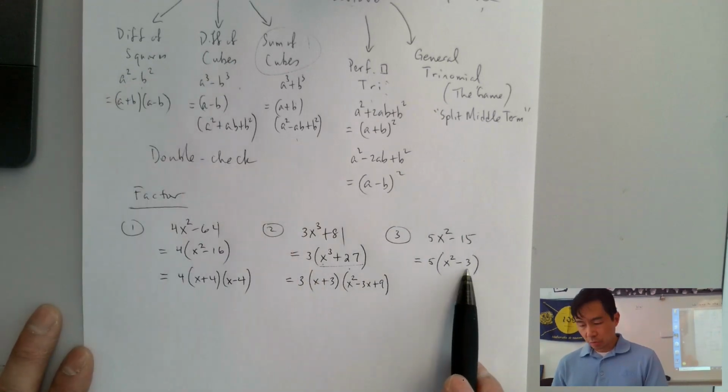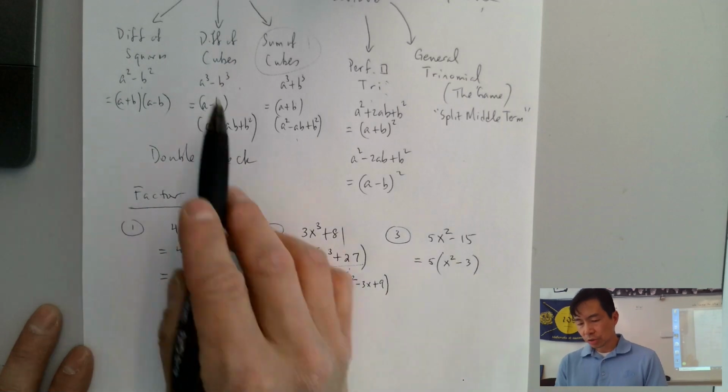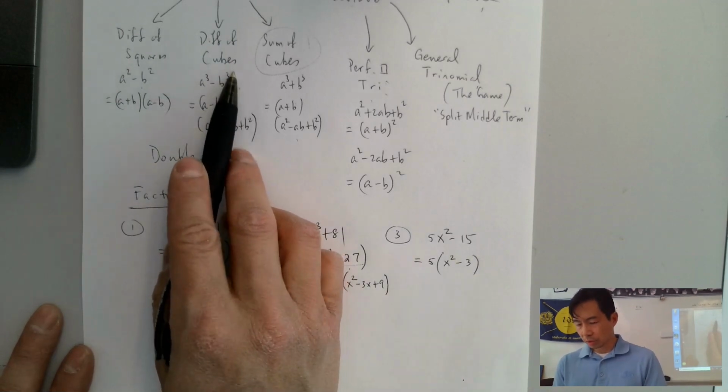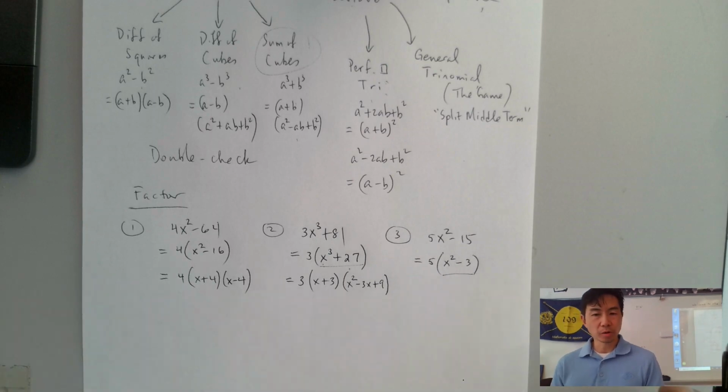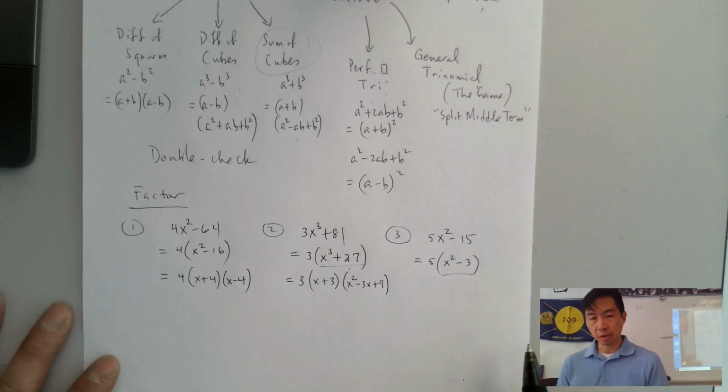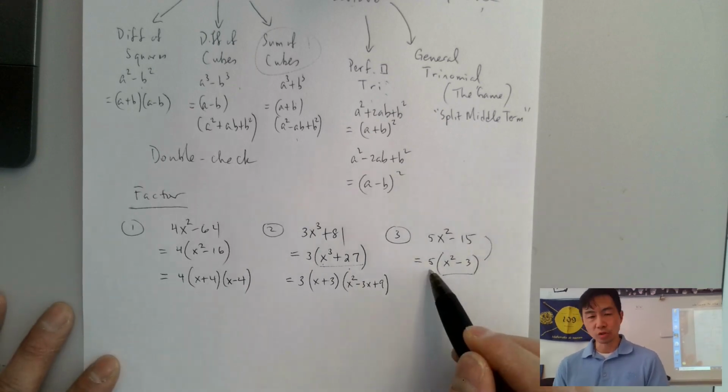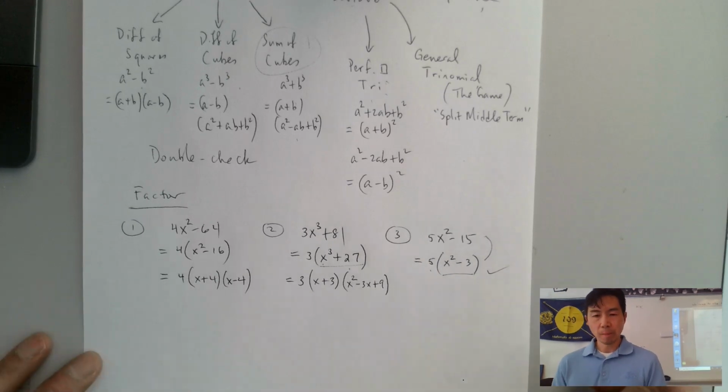3 is not a perfect square, so it's not that. 3 is also not a cube, so it's not that. So this binomial must be prime. So there's no further factoring to do. I am done. So this one is just one step. You take out the GCF and you're done.